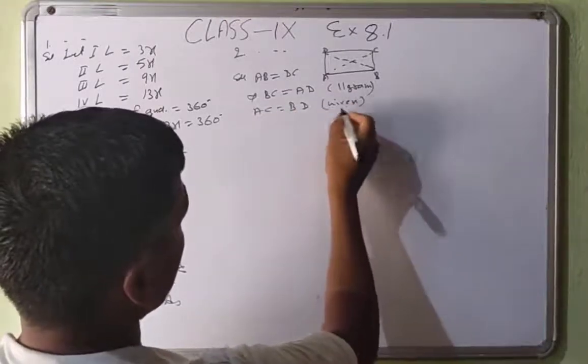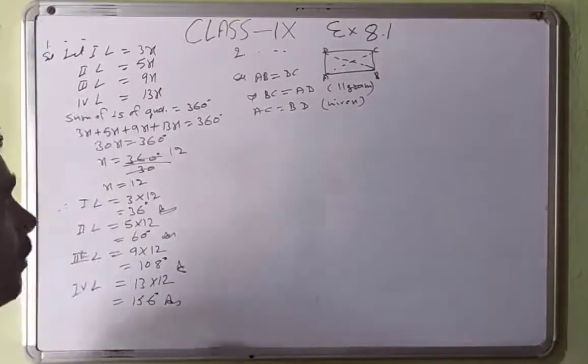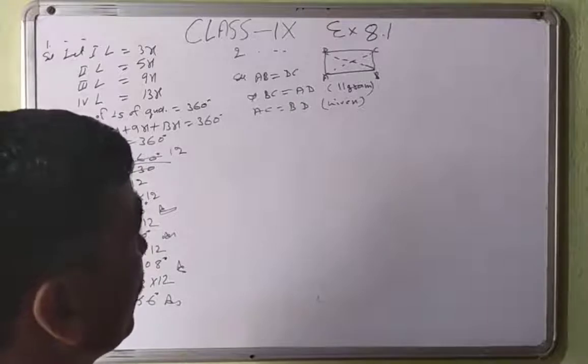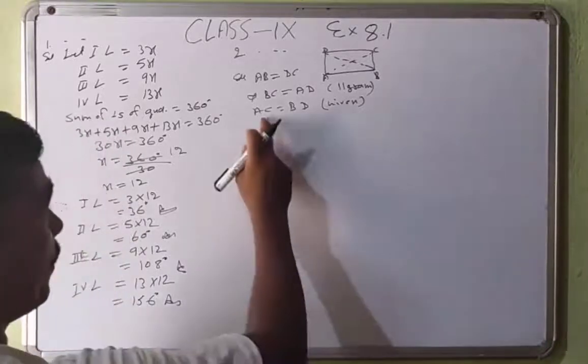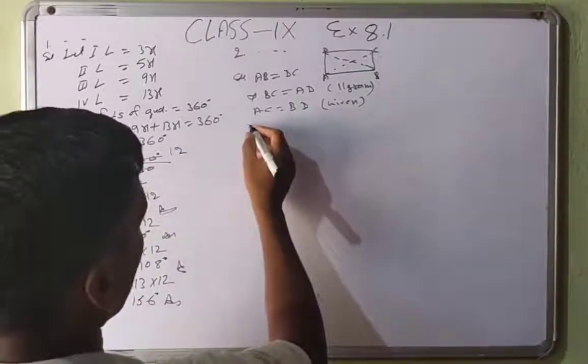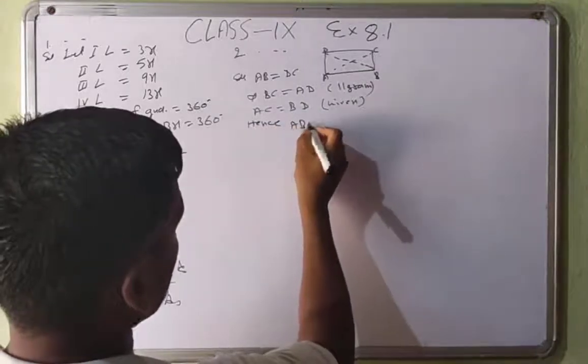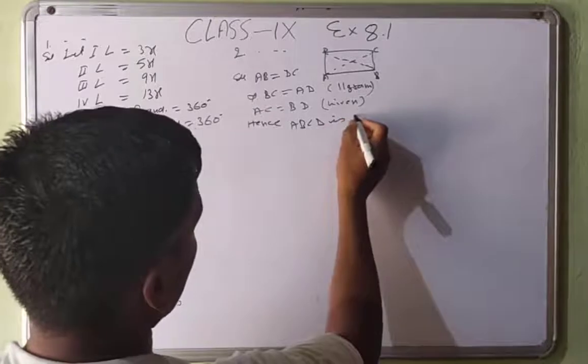So by property, what is the property of a rectangle? Opposite sides are equal and diagonals are also equal. Or the second property is that opposite sides are equal and all angles are equal. So we have one property here, hence ABCD is a rectangle.